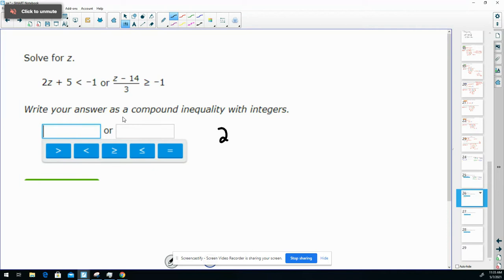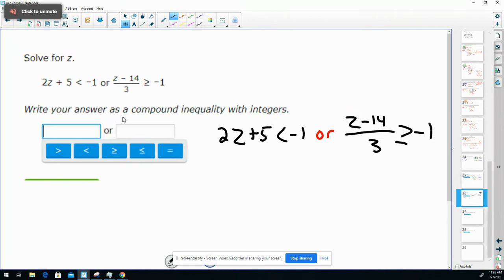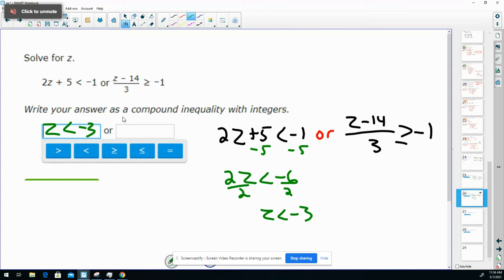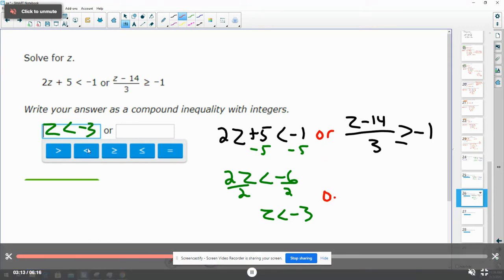Okay, this one, same thing, treating it like two separate problems. So we have 2z plus 5 is less than negative 1, or z minus 14 over 3 is greater than or equal to negative 1. So for the first one, we're going to minus 5 from both sides. We'll get 2z is less than negative 6. Divide both sides by 2, and we'll get z is less than negative 3. So that's going to go in the first one, making sure you click the correct button when you type it in.